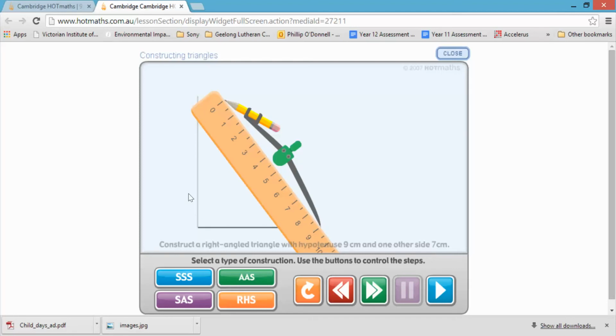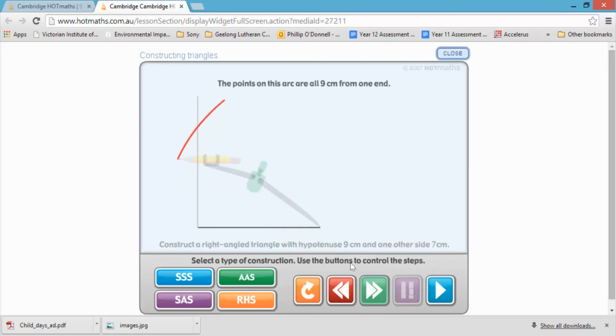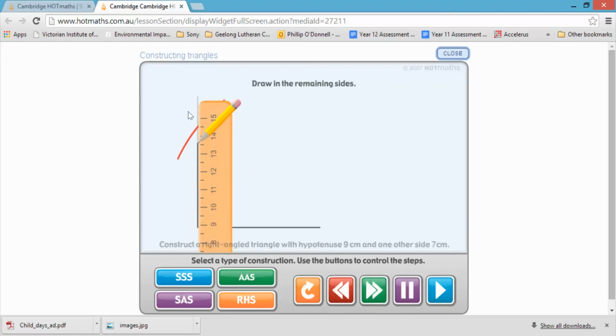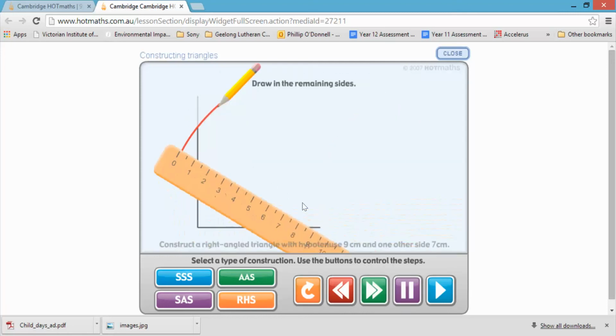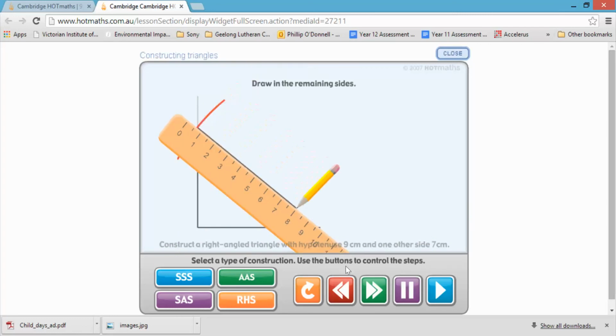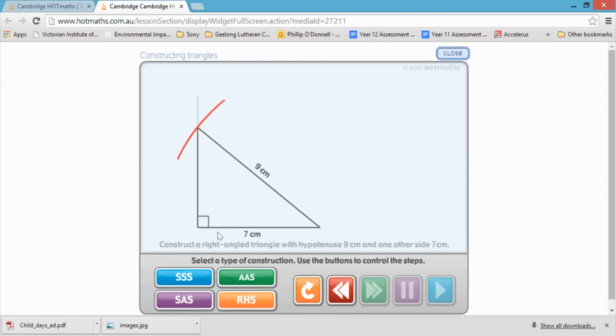So now we put the point of the compass at the other end, extend it out for the hypotenuse length, which is 9 centimetres. And we draw an arc, and where we've drawn that arc is going to cross with that 90-degree line, that perpendicular line that we just drew in the previous step. Then you get your ruler out and rule that last line. And then you have your right angle triangle with your length of 7 and your hypotenuse at 9.